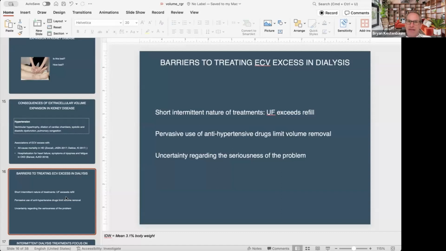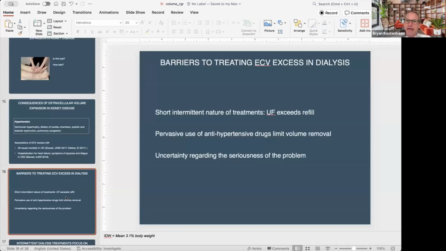If you're pulling fluid out of the intravascular space more quickly than it can refill from outside, then the patient will develop hypotension at some point. And that does not mean that that person is euvolemic in any way. They can be massively volume overloaded, but just unable to refill at the same speed that we prescribed. There's also this pervasive use of antihypertensive drugs that lead to the development of treatment-limiting hypotension before dry weight is truly achieved. And there really is an uncertainty about the seriousness of the problem.